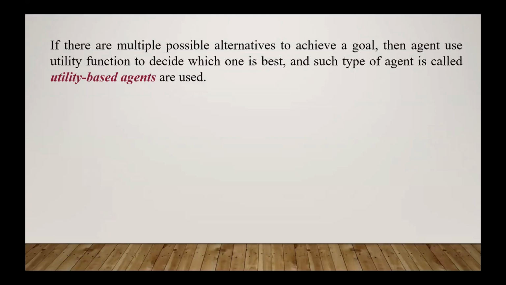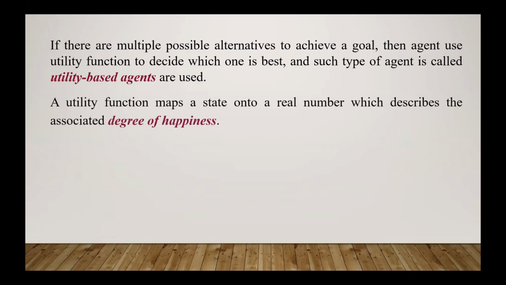As we already know a little bit, if there are multiple possible alternatives to achieve a goal, then the agent uses the utility function to decide which one is the best, and such a type of agent is called a utility based agent. So to achieve a goal, multiple solutions are there. Now, how does the agent decide which one to go with? In this case, it uses the utility function to find out the best one. The utility function maps a state into a real number, which describes the associated degree of happiness. Happiness means if we traverse into the solution, then it will be happy for the agent or happy for the man.